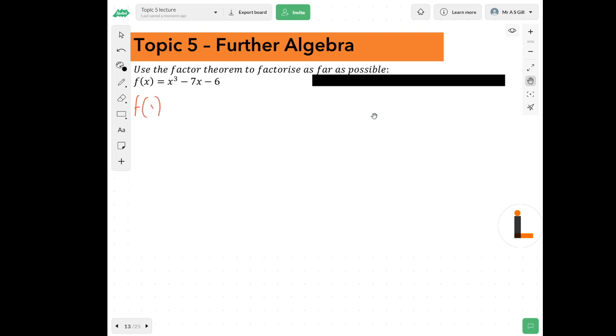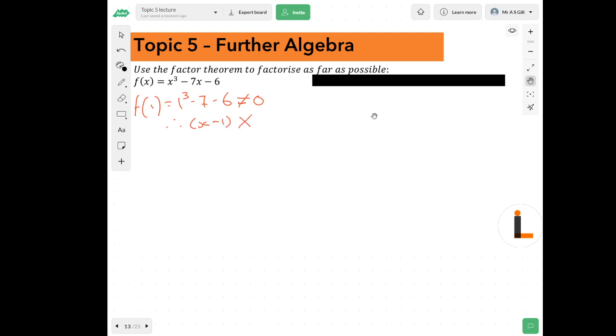So let's choose f of 1. Well, this is going to give us 1 cubed minus 7 minus 6. Well, clearly, that does not equal 0. So we know that f of 1 is not a solution, and therefore x minus 1 is not a factor.